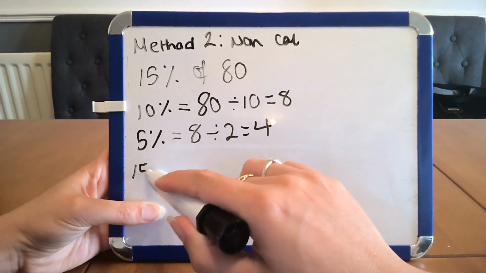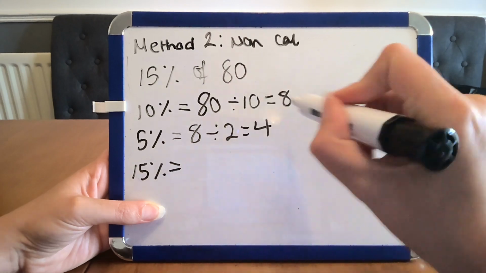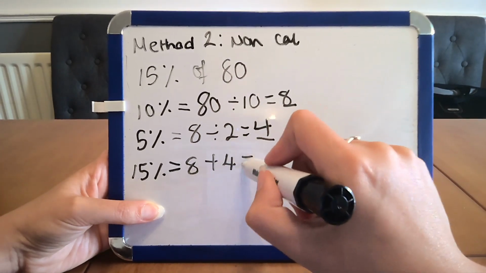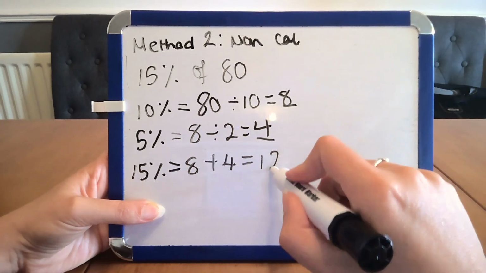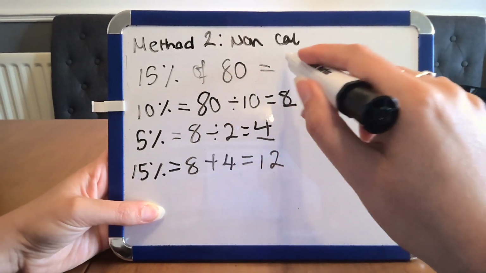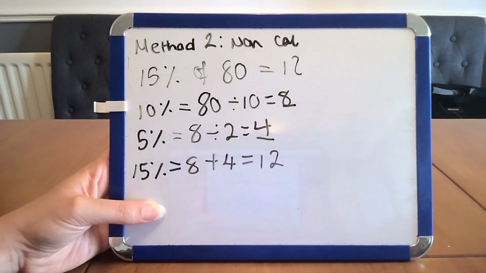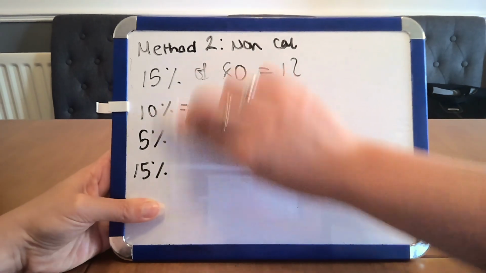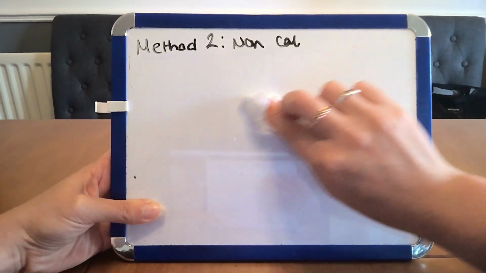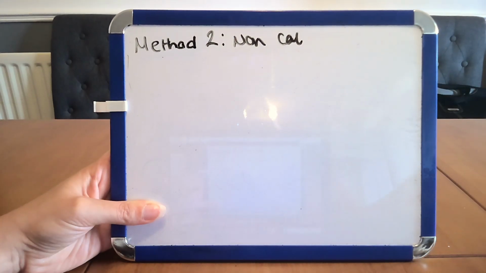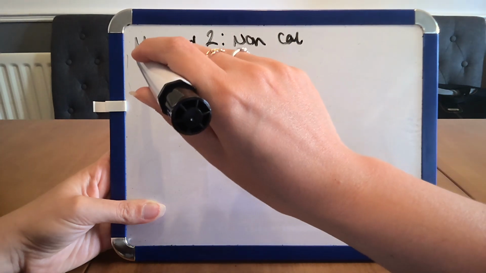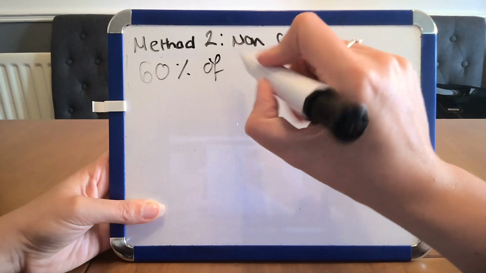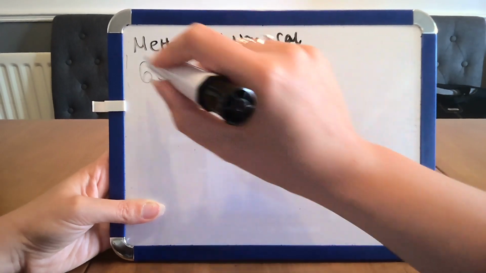Now to get the 15%, we need to add our 10% with our 5%, which gives us a total of 12. So 15% of 80 is 12. Sticking with that same method, we have 60% of 250.